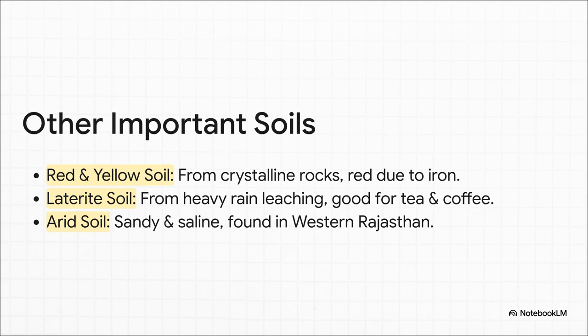Okay, rapid fire round for the other soils. Red and yellow soil gets its red color from iron. Simple. Laterite soil, you find it where there's heavy rain, and it's perfect for tea and coffee. Think Kerala, Karnataka. And arid soil, well, that's the sandy soil you find out in the deserts of Rajasthan. Just remember one key fact for each, and you'll be all set.